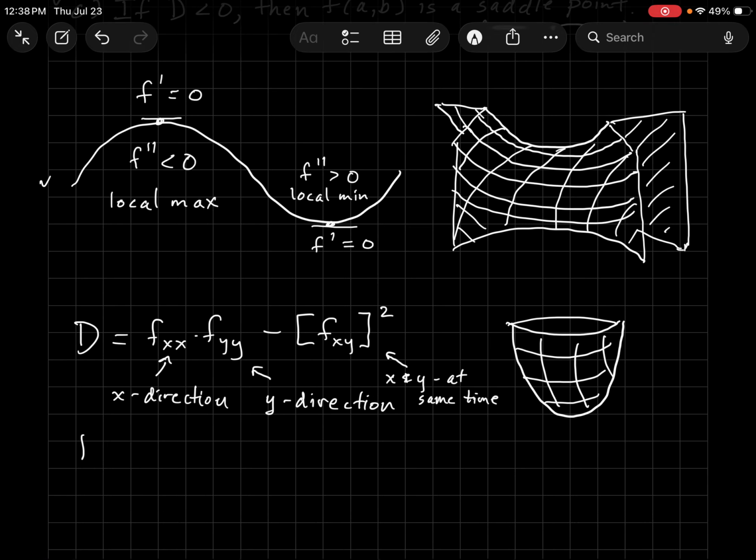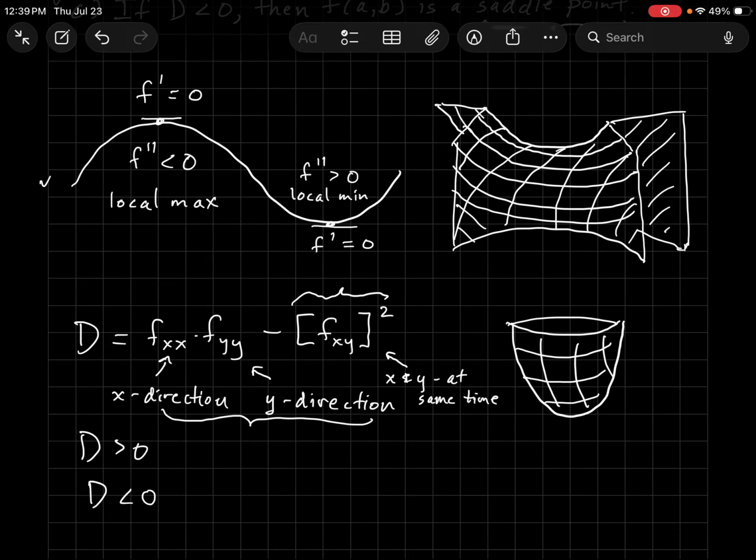Well, if D is positive, that means this first part is greater than the second part. By the first part, I mean all of this. The fxx times fyy. How the graph wants to bend strictly in the x and the y directions kind of on their own. I would say sort of as they normally do. Now, if D is negative, that means this part is bigger. That has a bigger value.